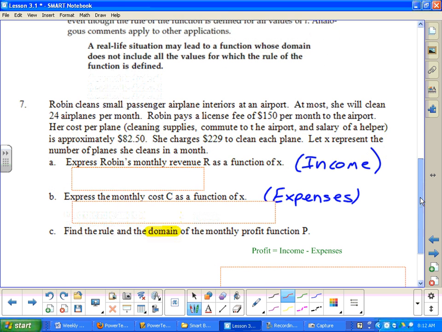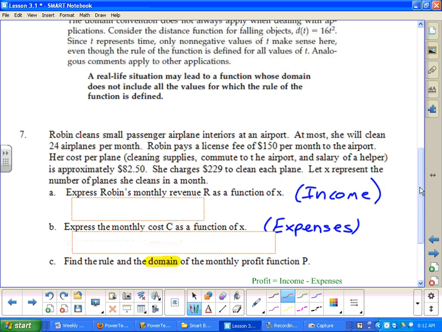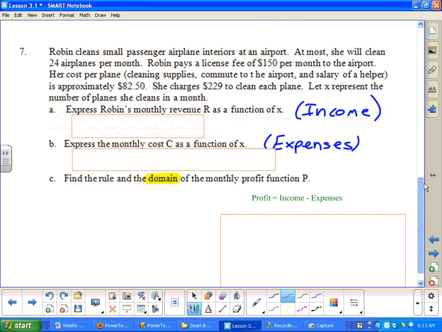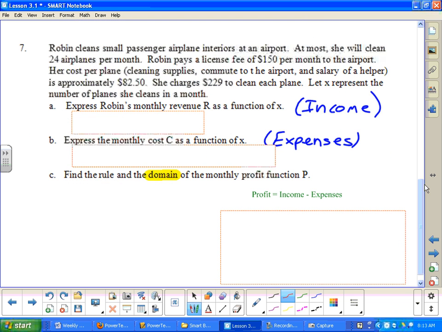Number 7. Now, some real-life application problems or real-life situations are going to include values where the domain is not all real numbers. So we have to make sure we keep that in perspective when we're solving problems that involve real life.